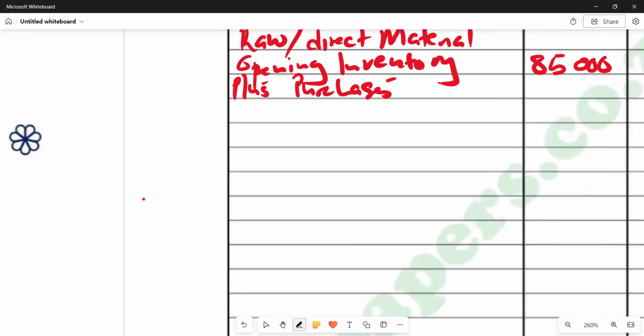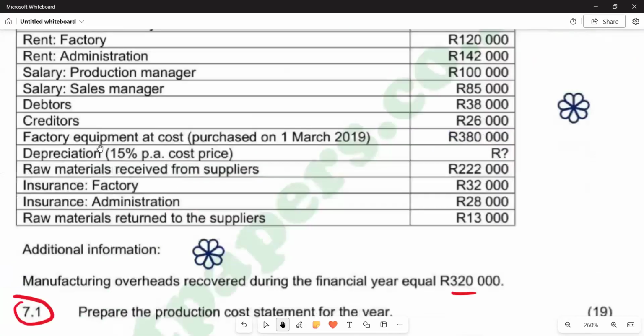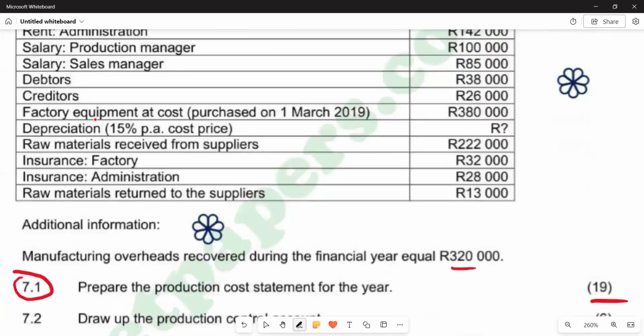So we are adding purchases, and the amount that we use is 220,000. Then after that, we also try to find out if we have some returns, which we need to subtract from our purchases. If you go down, you'll see that we've got raw materials returned to suppliers. This one is 18,000. These are the purchase returns that we have.